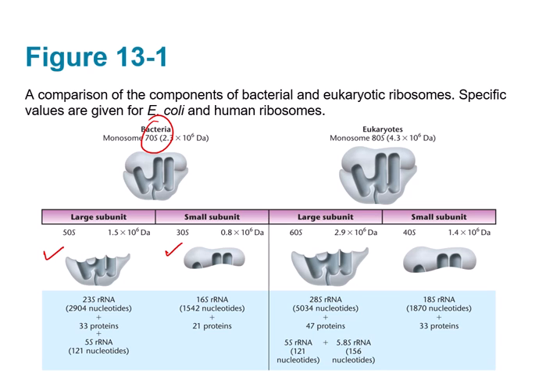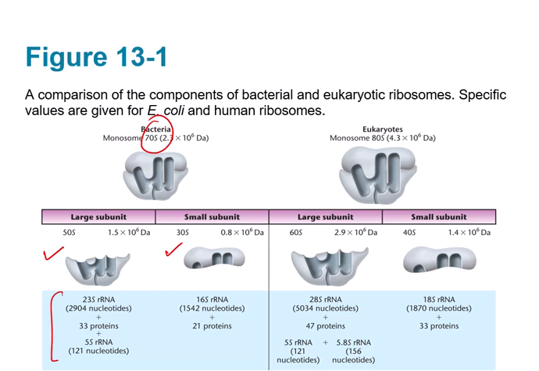In case of eukaryotes, it is 80S, but it consists of 60S and 40S. The small subunit is 40S and the large subunit is 60S. And both of those consist of several ribosomal RNAs as well as proteins. So the breakdown is here at the bottom.